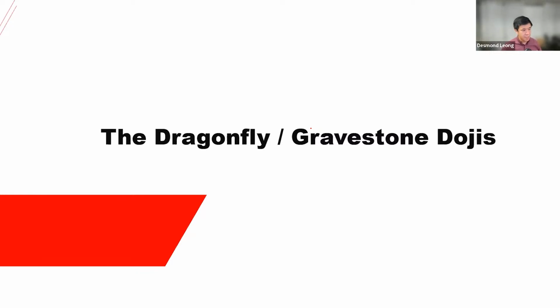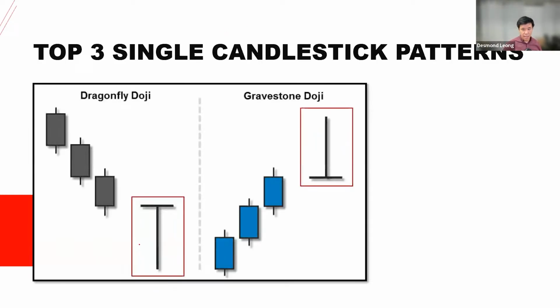My third favorite setups, right? This is how they look. Dragonfly looks like this. Imagine there's a doji; there's a Dragonfly doji, and there's a Gravestone doji. When you see a single line like this, that means the open price and the close price are exactly the same. These are pretty strong signals.